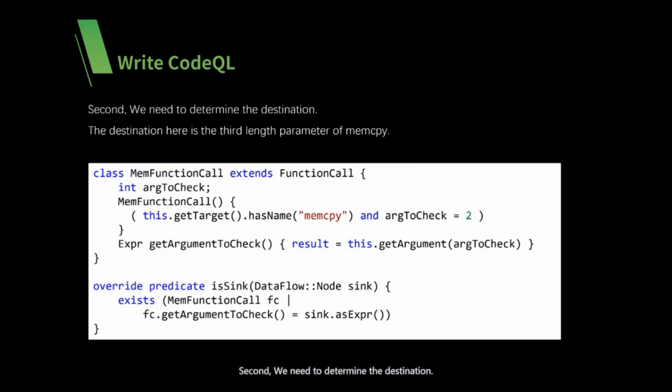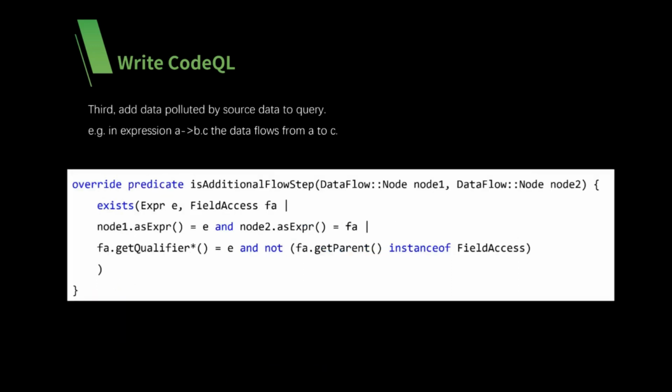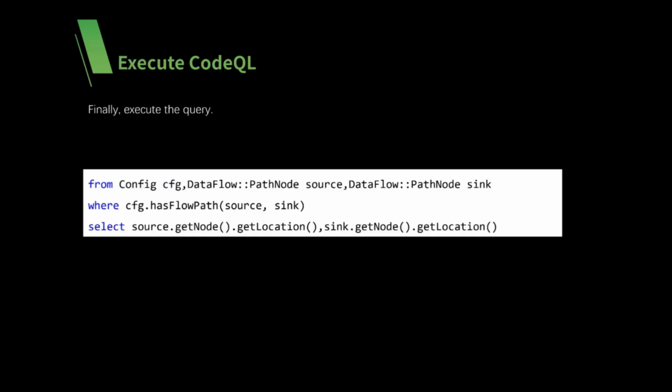Second, we need to determine the destination. The destination here is the third length parameter of memcpy. So we look for the third parameter of memcpy, where the source of this parameter is related to PURB. Third, we define the data flow from the source to the destination for the query. For example, in an expression A to B.C, the data flows from A to C.